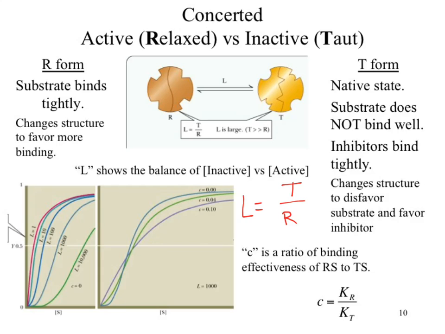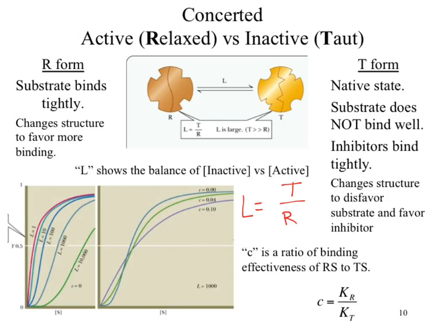Okay. Now what we're saying is we have no taut state. We only have the active enzyme. If we only have the active enzyme, it's going to become more hyperbolic. There won't be any cooperativity because there's nothing to cooperate. It's already in its purely active form. It's ready to bind right away.